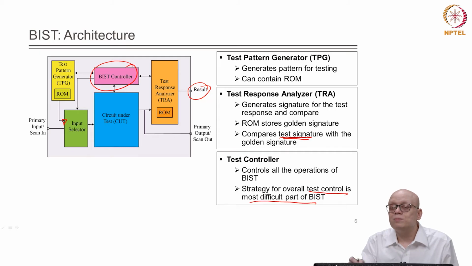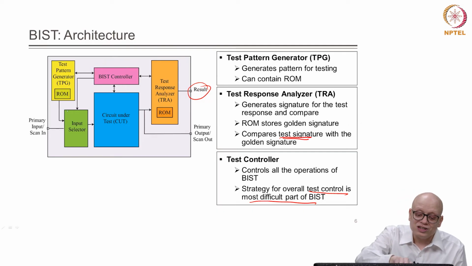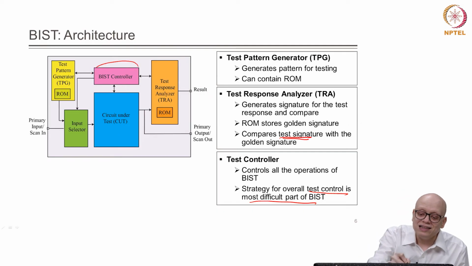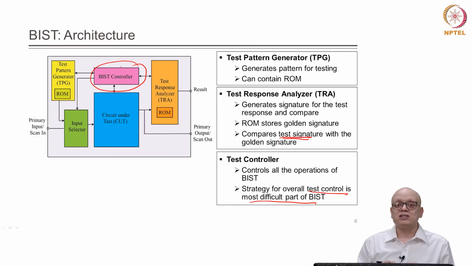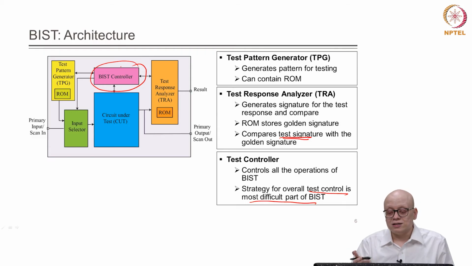All these operations are controlled by the BIST controller, and the strategy for overall test control is the most difficult part of the BIST. It is the responsibility of the designer to design this BIST controller. There are tools available that help us in designing it, but this is the most difficult part, as we might need to design an FSM which controls these operations in the proper sequence and produces the expected result at the output. So, a designer needs to design this BIST controller carefully.